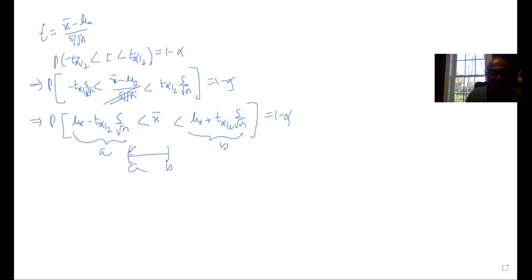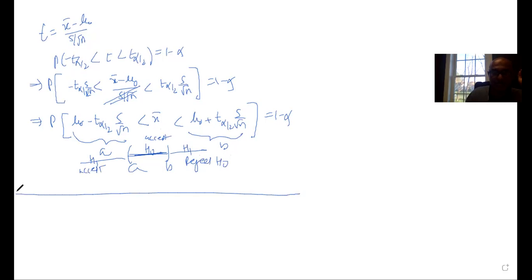So if it lies inside the interval, that means H0 is accepted. If it lies outside, that means H1 is accepted. So accept H1 means reject H0. That is the meaning over here.